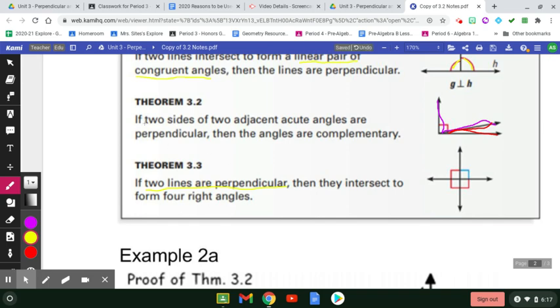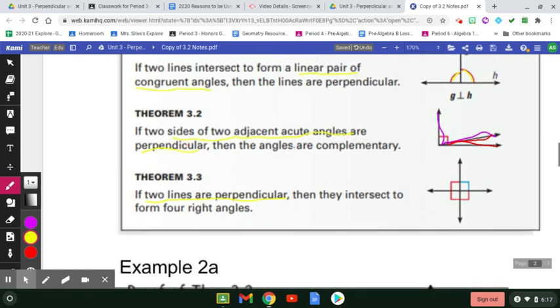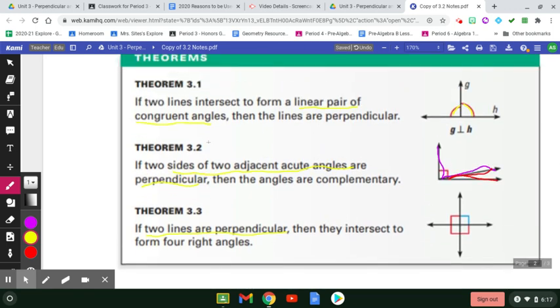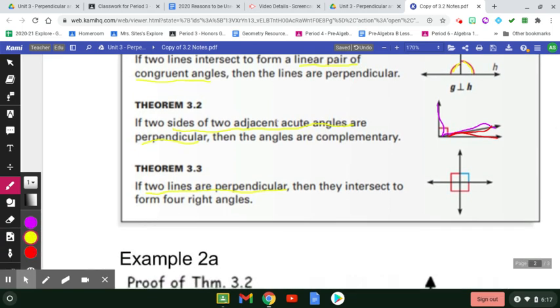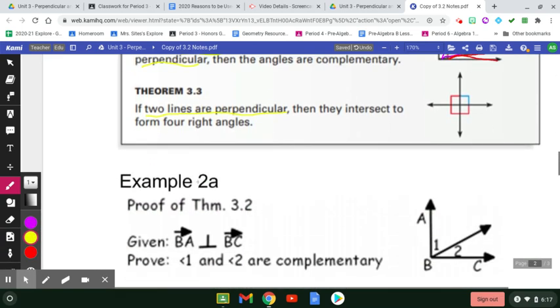To be able to use theorem 3.2, you have to have given to you two adjacent acute angles that are perpendicular to be able to make any other type of statement. And then for theorem 3.1, you have to have given to you that two lines intersect to form linear pairs of congruent angles to make the assumption that the lines are perpendicular. For the second part of your lesson, you're going to be proving two proofs with these theorems.